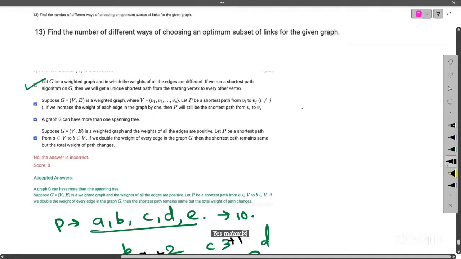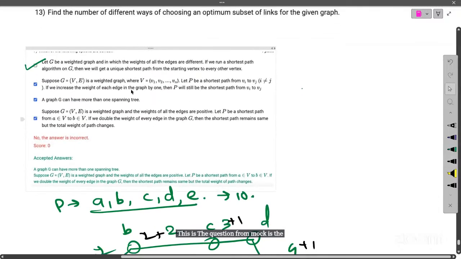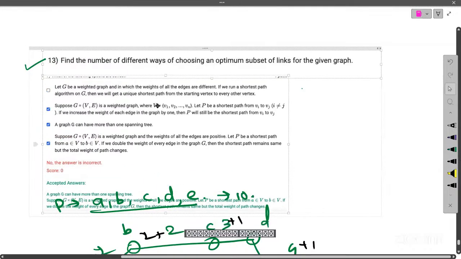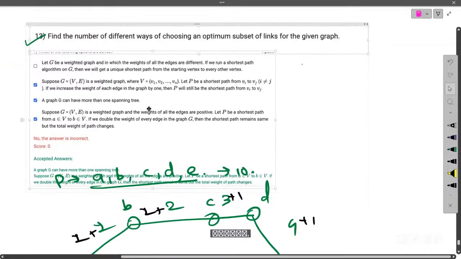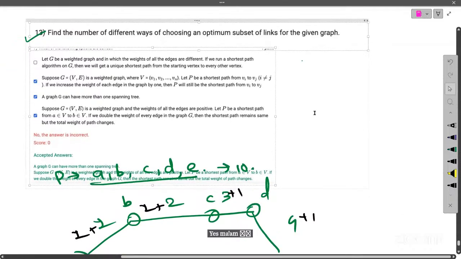This is a question from the mock? No, ma'am. This is from practice assignment. Practice assignment 11. Yes, ma'am. Okay, I'll check this question and let you know. Okay, ma'am. Yeah, I'll check it out.